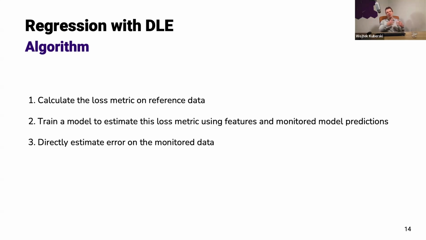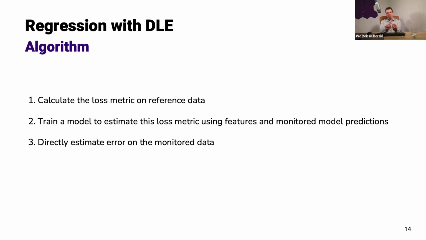If that was not the case, we would still be developing the model, because the model wouldn't be good enough to be put in production. So if the model is in production, then the test set is a good reference data set on which we can calculate the loss metrics. We always have the target data there.